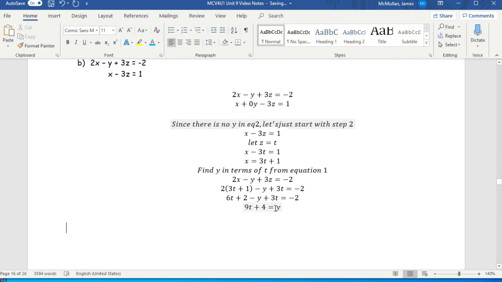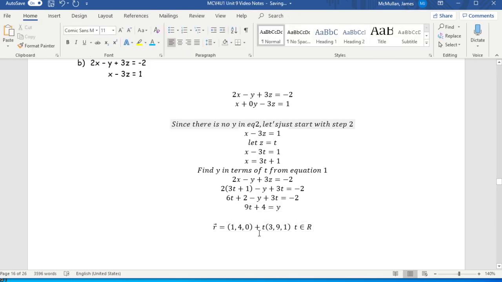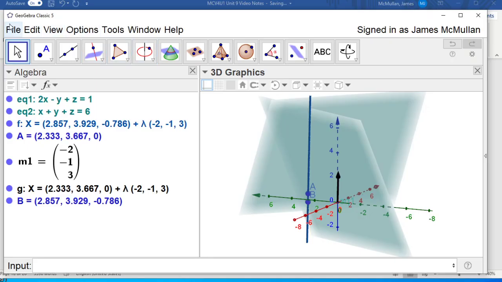So my hypothesis is that the line that we want would be, okay, the x coordinates are 1, the y coordinates are 4, the z coordinates are 0, plus t. Now what are the direction vectors? The x has a 3 on it, the y has a 9 on it, the z has a 1 on it, where t is in the real numbers. Okay, so let's see if that's right. I am not sure this will work, but I think it probably should.